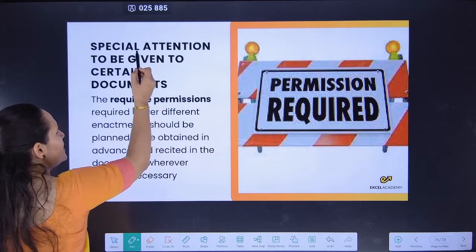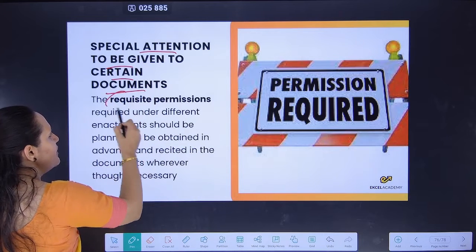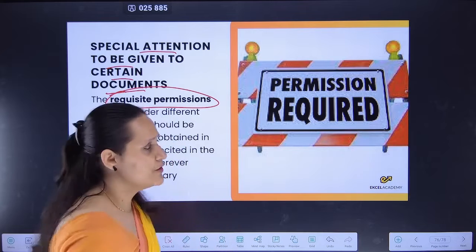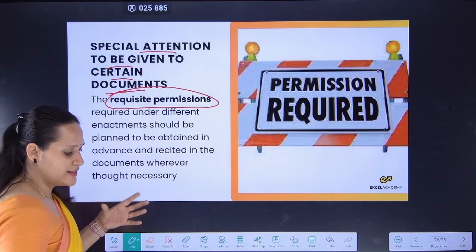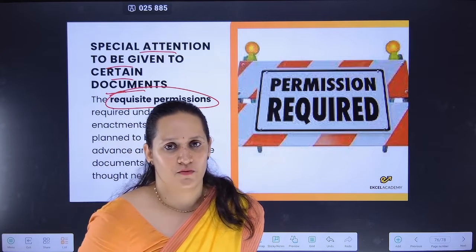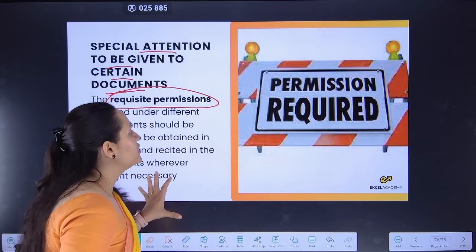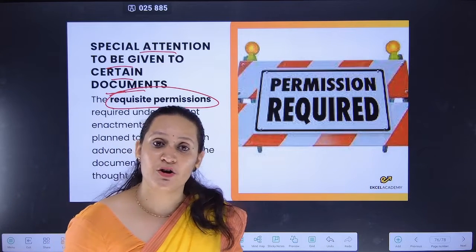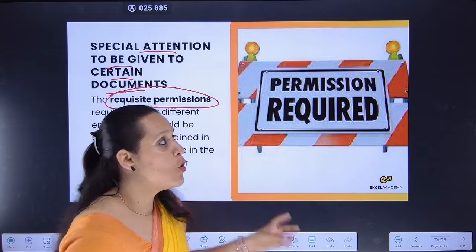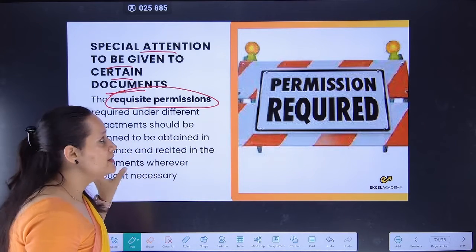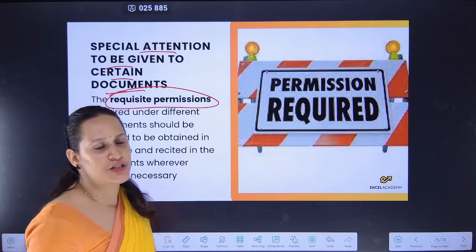Next, special attention is to be given to certain documents. For example, certain permissions are required. If you are going to start, let's say, a non-banking financial company, you need the permission of the Reserve Bank of India in certain cases. So whenever the documentation is there, they are going to see whether the permission of RBI is obtained or not, or it is pending approval. All those special attention to details should be given when special or exceptional situations arise.